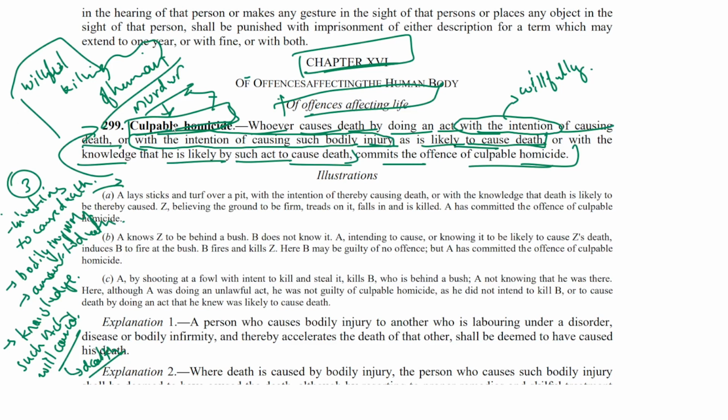You are supposed to go through the definitions mentioned under the different sections of culpable homicide and murder, and you will see very similar definitions of both. Then what exactly is the underlying difference? That is something we will be discussing in our upcoming lecture.